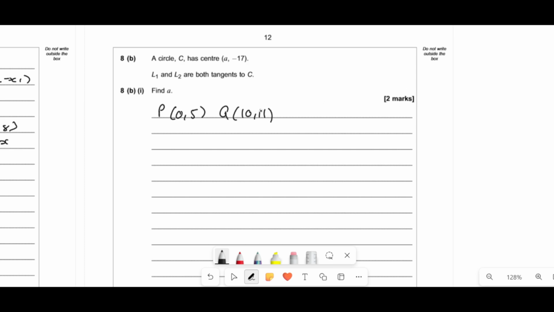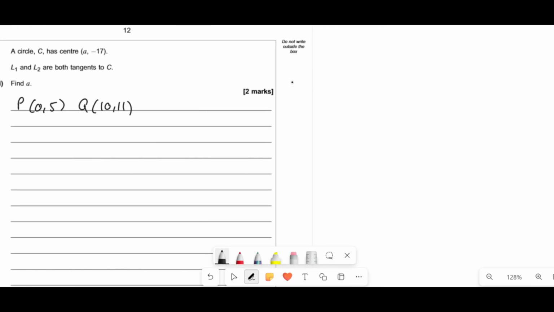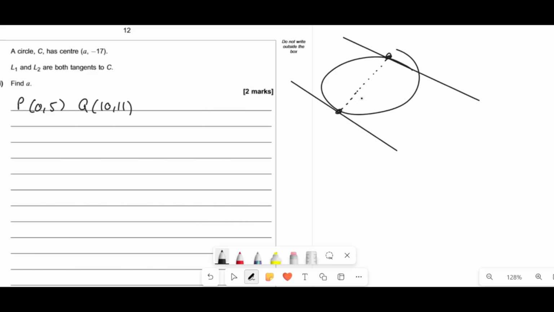They've told us, if we look back at that diagram, that these are tangents to a circle. We don't know which parts of the circle they're touching, so it could be here and here, or there and there, something like that. So what we can do is find the equation of the line between them, and then find the normal to that.